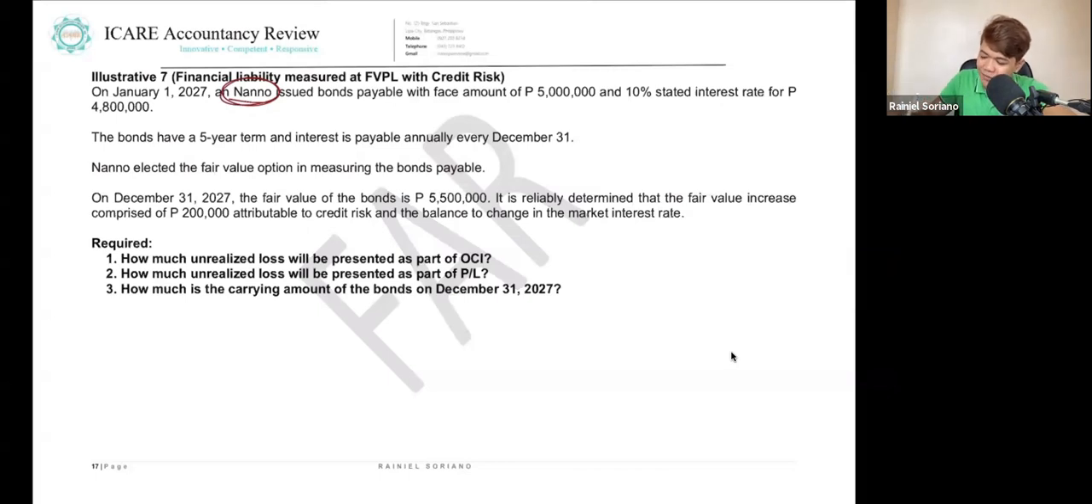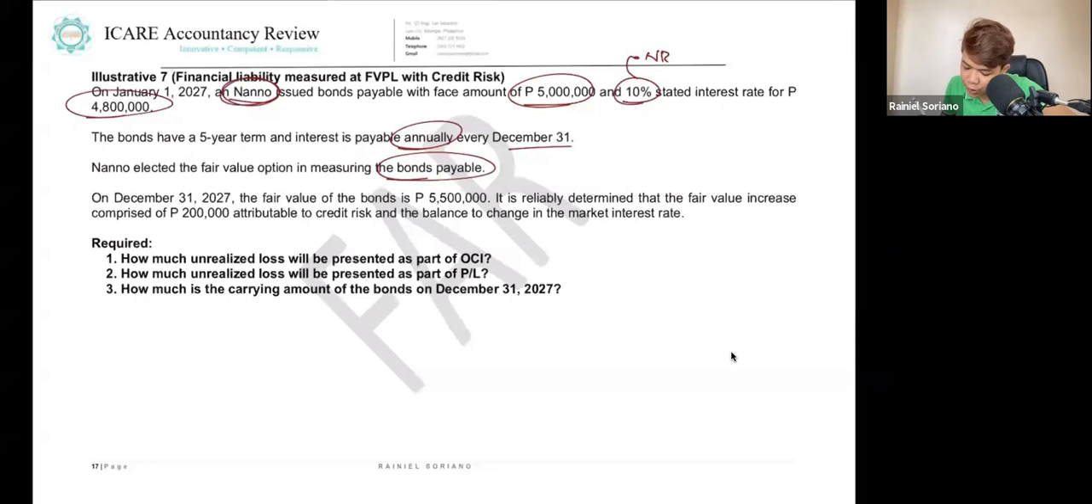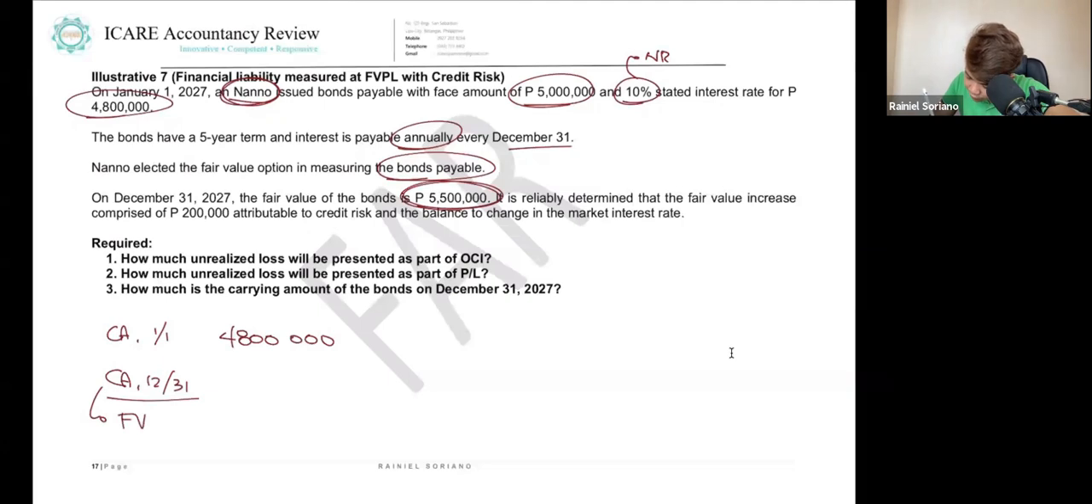Issued bonds payable with face amount of 5 million and 10% stated interest. So this is our nominal rate, for 4.8. The bonds have a 5-year term and interest is payable annually every December 31. Nano elected the fair value option in measuring the bonds payable. On December 31, 2027, the fair value of the bonds is 5.5 million. So carrying amount ng January 1 is equal to 4.8 million. Then apparently, the carrying amount on December 31, which is the same sa fair value, is now equal to 5.5.